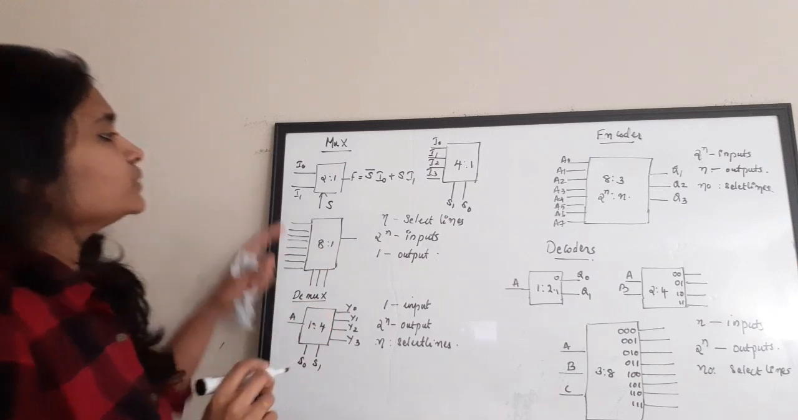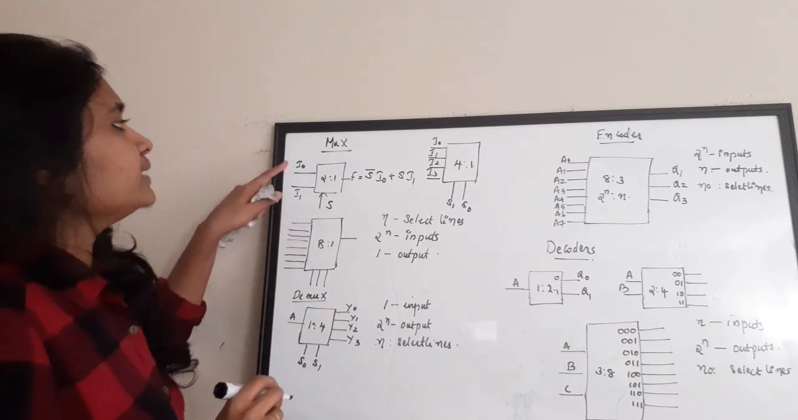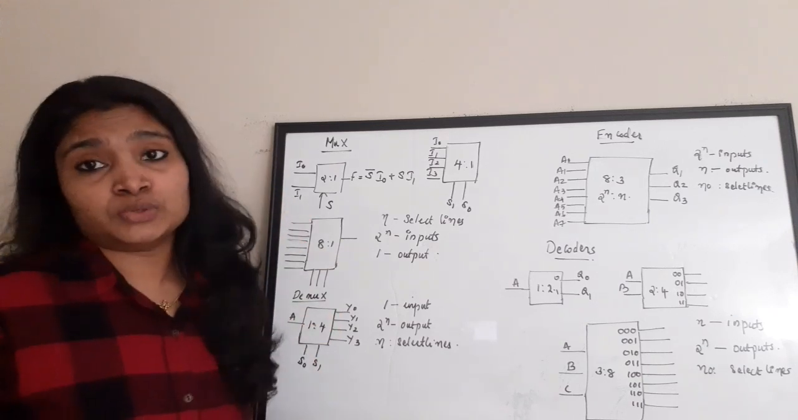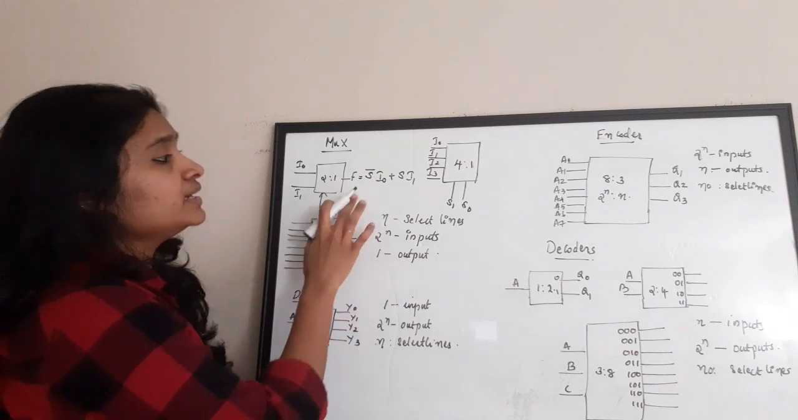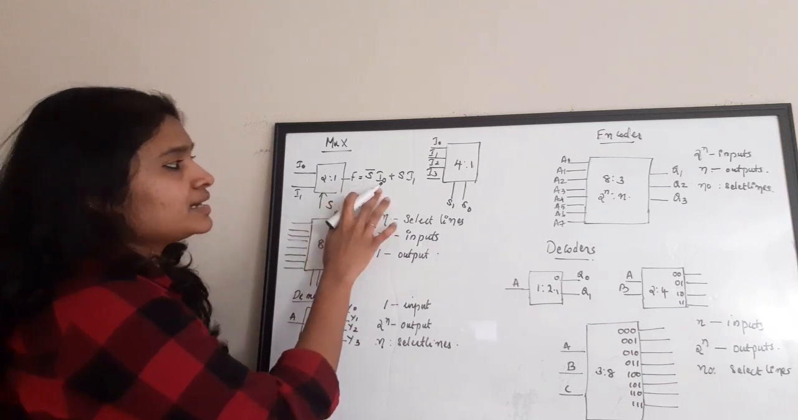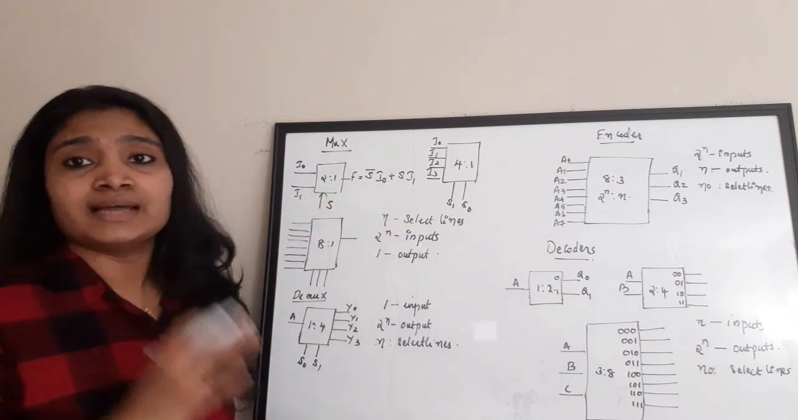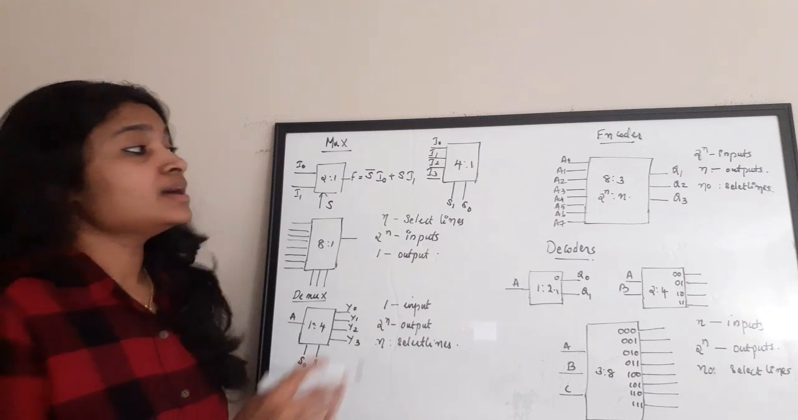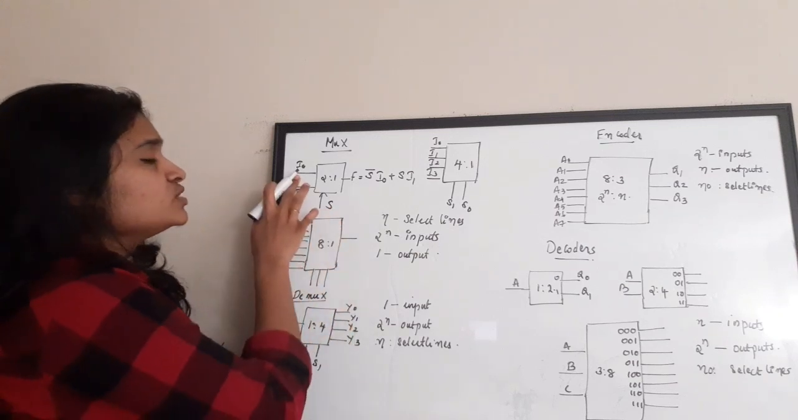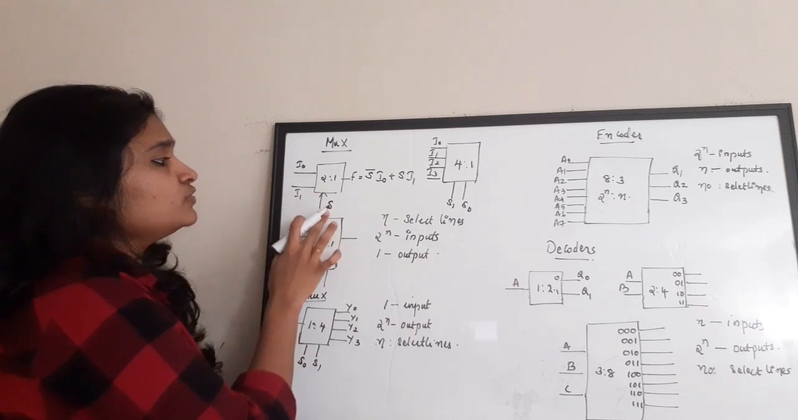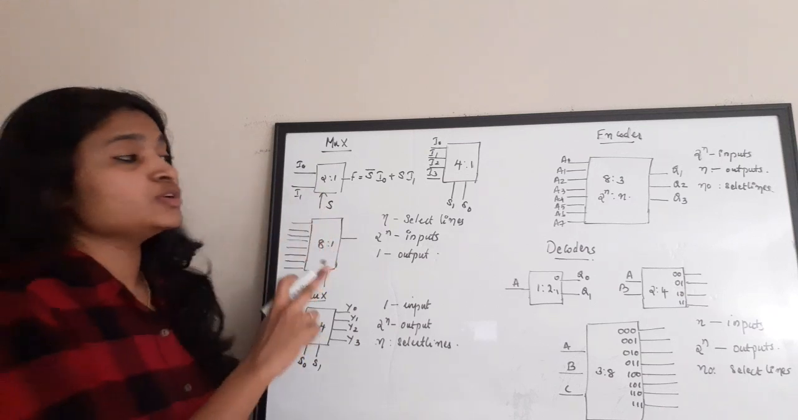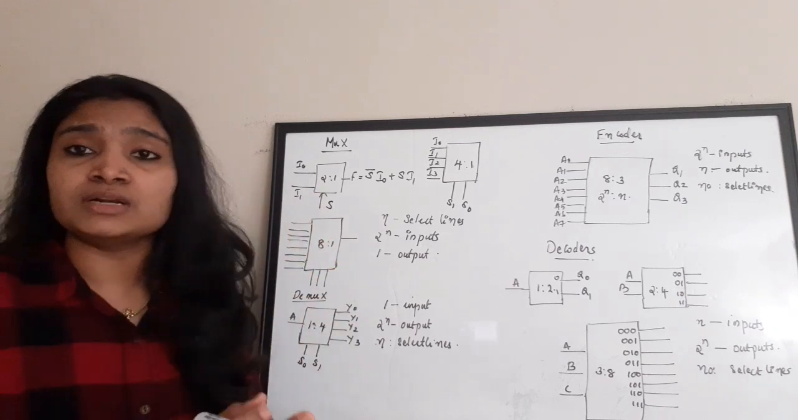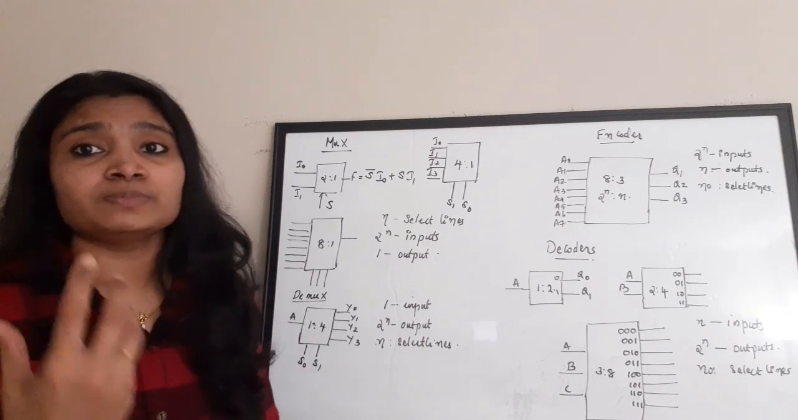Okay, so if S is a select line and I0 and I1 are the inputs, your output will be S bar I0 plus S I1. That is, if your select line is 0, it is going to select I0. Then if your select line is 1, it is going to select I1. This is a very simple, very basic 2:1 multiplexer.